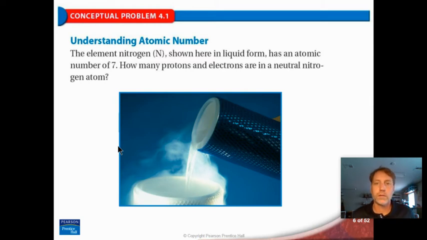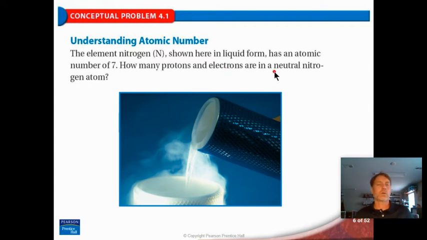So how many protons and electrons are in a neutral atom? Now, I told you last time that protons are positive, and that a neutral atom means it has no charge. So if you have 7 positively charged particles in the nucleus, for it to be neutral, you have to have an equivalent 7 negative. So if you have 7 positive, you have to balance those out with 7 negative. So not only does the atomic number tell us the number of protons, it also tells us the number of electrons. So nitrogen has 7 protons and 7 electrons if it is neutral.